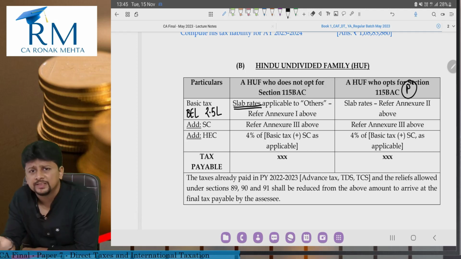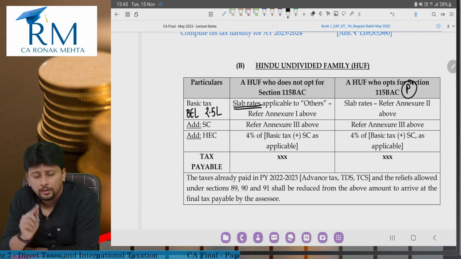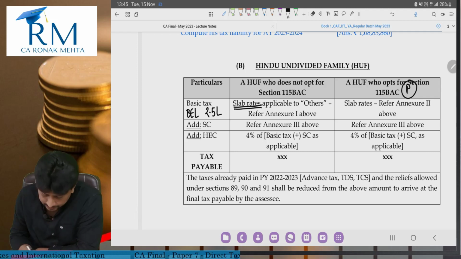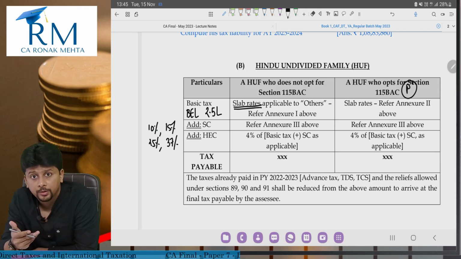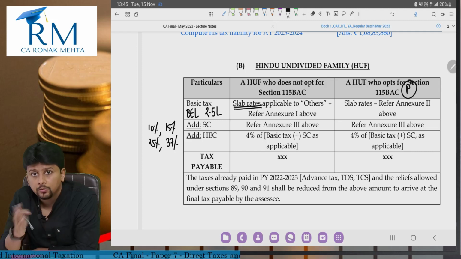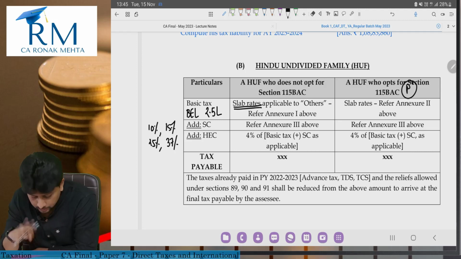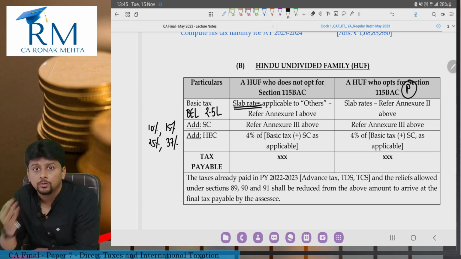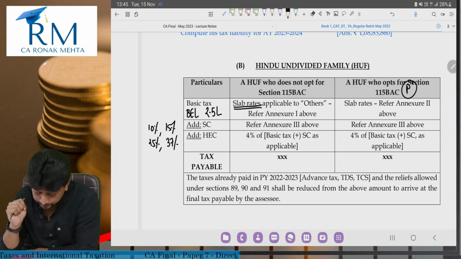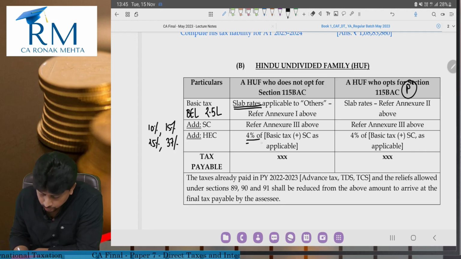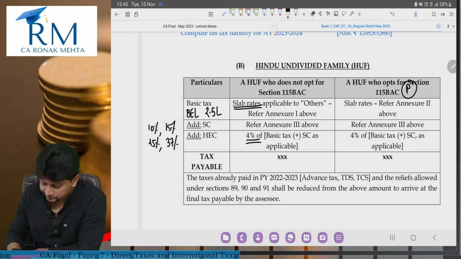Surcharge is the same as applicable to an individual: 50 lakhs, 1 crore, 2 crore, at 5%, 10%, 15%, 25%, 37%. If total income is above 5 crore, 37%. Above 2 crore but up to 5 crore, 25%. Above 1 crore but up to 2 crore, 15%. And above 50 lakhs, 10%. Health and education cess is 4%. That's the same for everyone.